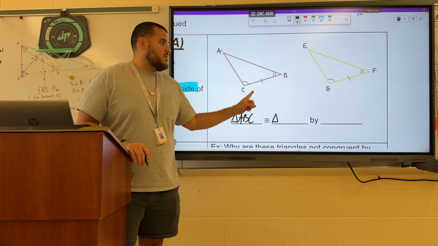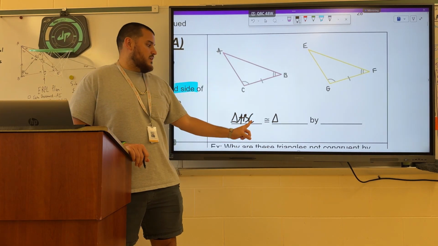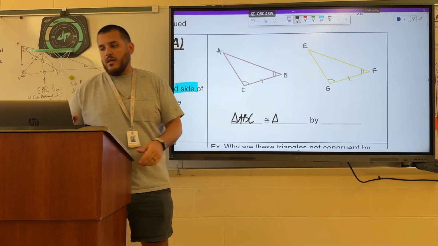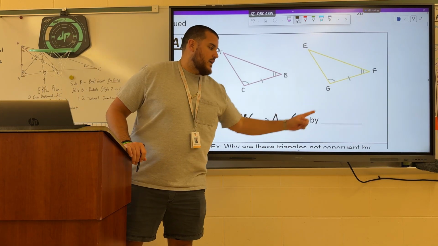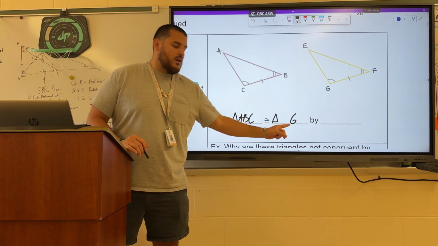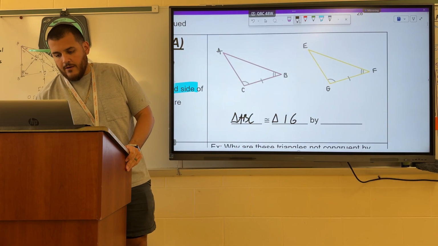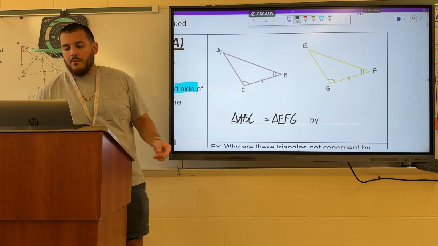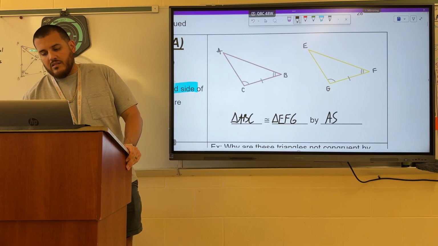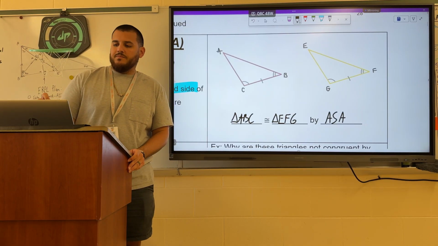For example, I know angle C is congruent to angle G, so since C is my last letter, G must be my last letter over here. I know that angle B is congruent to angle F, so since B is the middle here, F needs to be the middle over here, and that means E would have to be my first letter. So triangle ABC is congruent to triangle EFG by the angle, side, angle theorem.